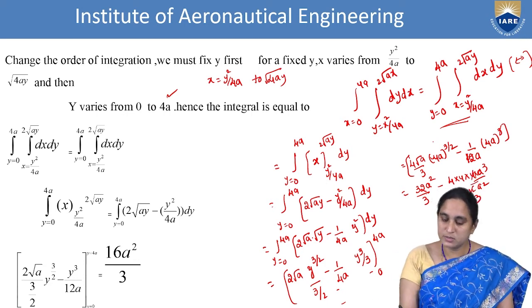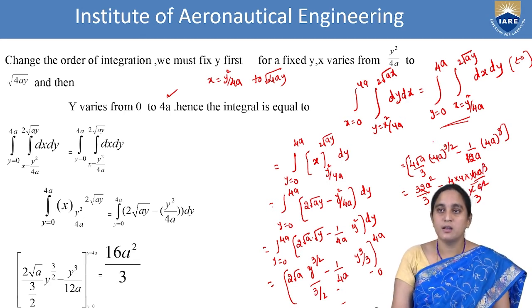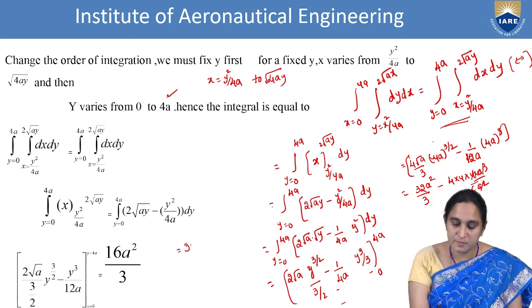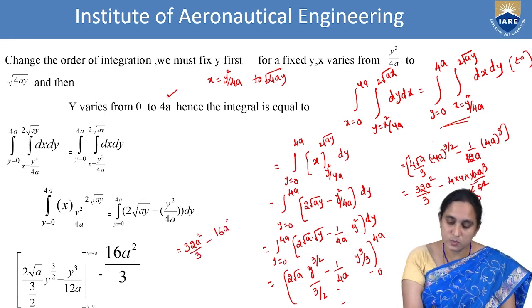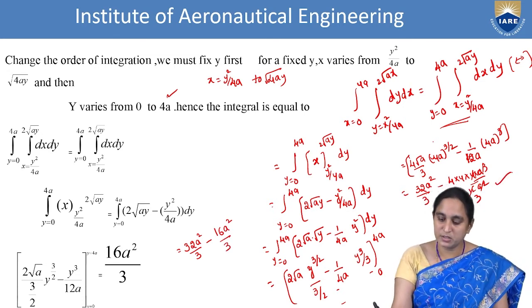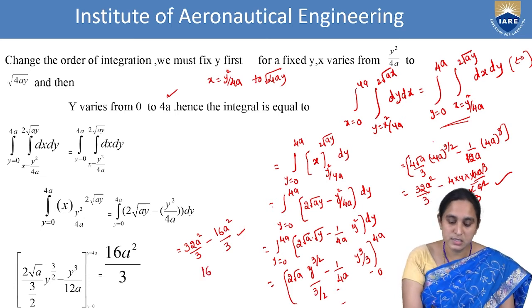That is equal to, what's the last step here? 32a square by 3 here. 1a and 1a cancel. That is the last step I'll write here. 32a square by 3 minus 16a square by 3. After this step, that is 32 minus 16 is how much? 16a square by 3.